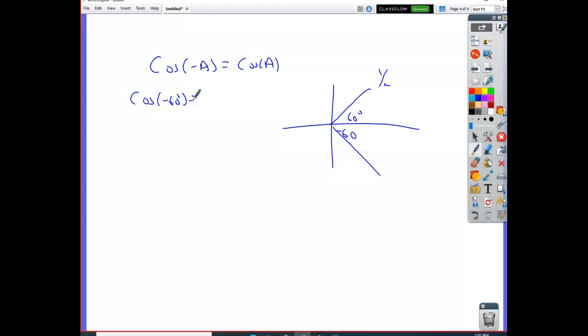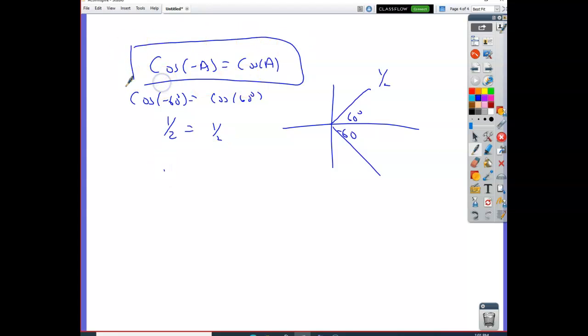It's just 1/2, right? Not negative at all, because it's in the fourth quadrant. All Students Take Calculus, that's positive, right? So this ends up being positive 1/2. And then cosine of 60 is also positive 1/2. So frequently enough, cosine of the negative of an angle is the same as cosine of the angle itself.